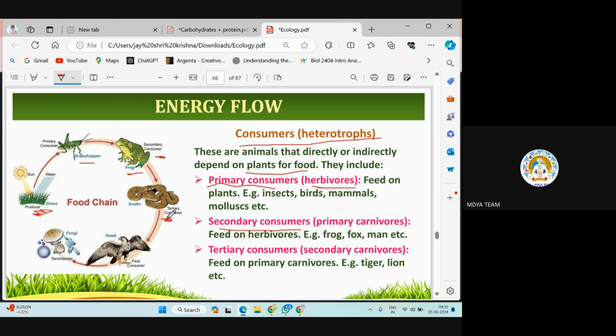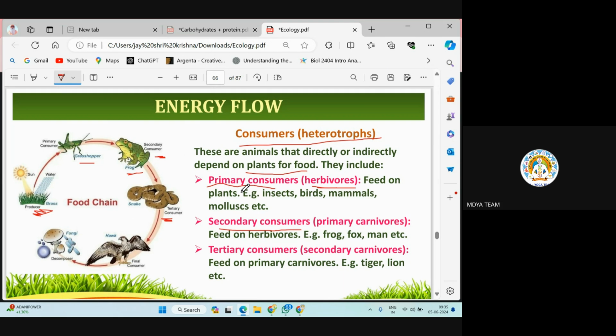So what is the position of humans in this: primary consumer, secondary consumer, or tertiary consumer? Sir, in place of primary consumer. In place of primary consumer, but humans are also eating some herbivorous animals, those who are non-vegetarian. Yeah, then we are secondary consumers, sir. Secondary consumer. Ideally, it should be.